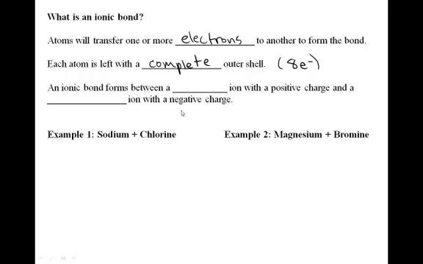Okay, an ionic bond forms between an ion with a positive charge. Remember what we called those? Cation. We just talked about that. Oh, wait, I'm doing it wrong. An ionic bond forms between a metal and a non-metal that has a negative charge. So if you look at the pattern from our chart that we did before, the metals are losing, non-metals are going to gain.